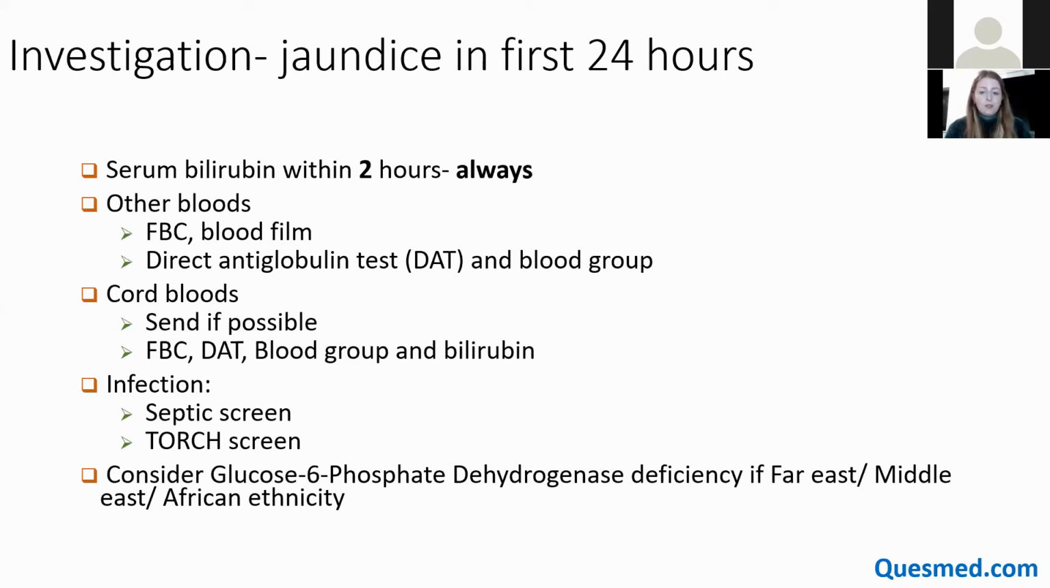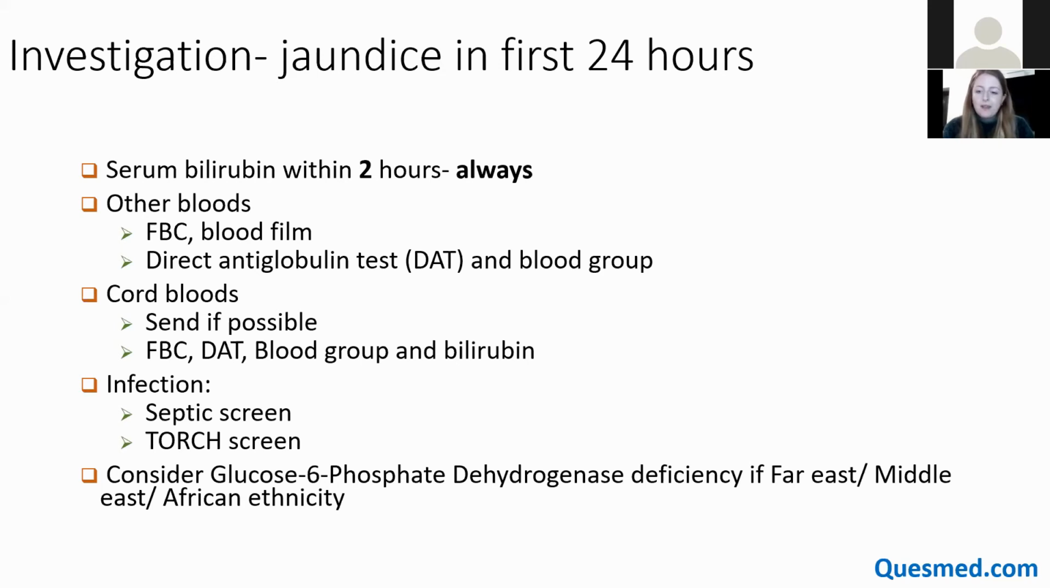Other bloods that you might do: FBC, a blood film, looking for evidence of hemolysis and looking for other things like abnormal blood cells, spherocytes, that kind of thing. You do a direct antiglobulin test or DAT test, also known as the Coombs test. That tests for IgG antibodies, which have been passed via the placenta from the mother who has undergone rhesus anti-D isoimmunization. So essentially you're testing for hemolytic disease of the newborn.